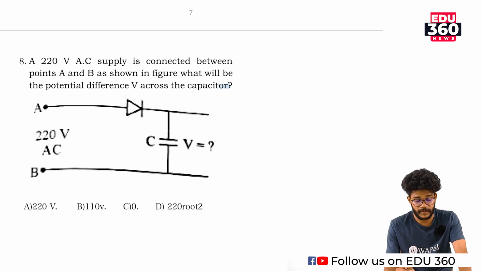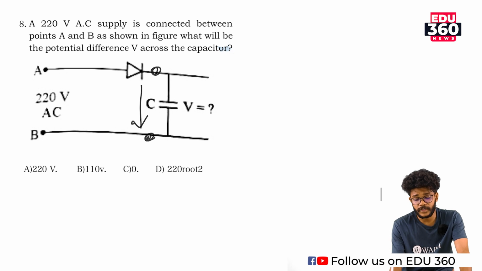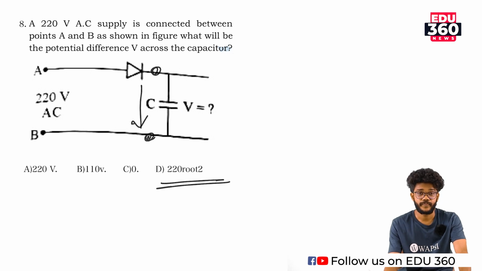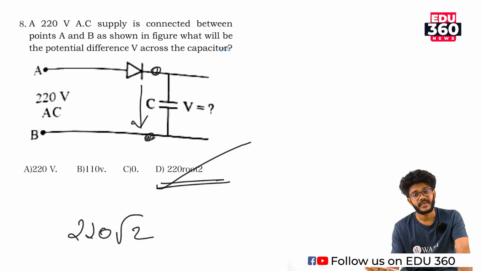Potential will remain the same if we connect a diode in the circuit. That means 220 volt will be here. But what does the capacitor do? In the capacitor, the AC source will act as a conductor. So some voltage is dropping across the capacitor, and the effective drop is 220 times root 2, because we want to calculate the RMS value. So the RMS value is derived from 220 multiplied by root 2. Option D is the correct answer, because it is the concept related to the RMS value.